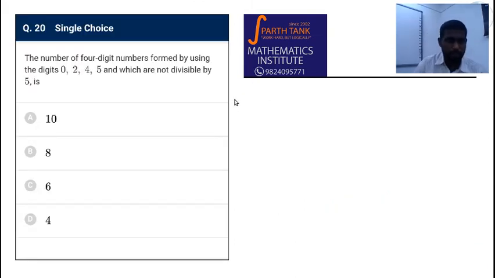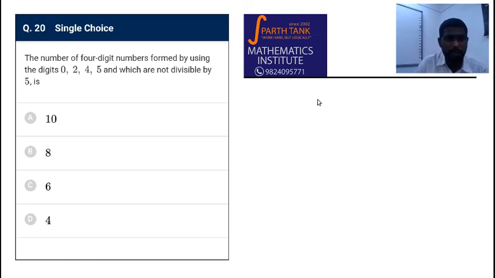Let us go to question number 20. The number of 4-digit numbers formed by using the digits 0, 2, 4, 5, which are not divisible by 5, is how much? Of course, there is something missing here, whether you can repeat the digits or not. But see that the answers are all very small numbers, which means in this case it should be not repeated. Okay.